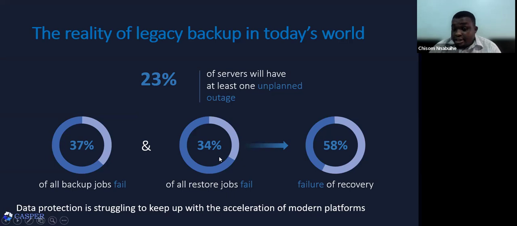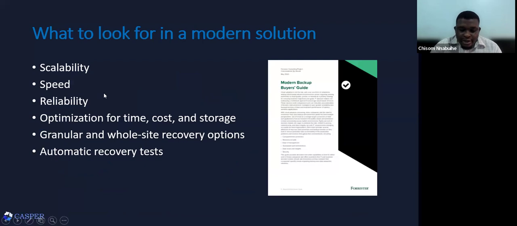But in reality, 34% of all restore jobs also fail. And most times there's no way to know ahead of time because you don't get to figure out when you're going to have a disaster until the disaster has happened. And that leaves a lot of organizations with about 58% chance of failure in recovering their data. And that will mean that, yes, it's time for organizations to look for data protection solutions that are modern and can cater to the needs of a modern organization.